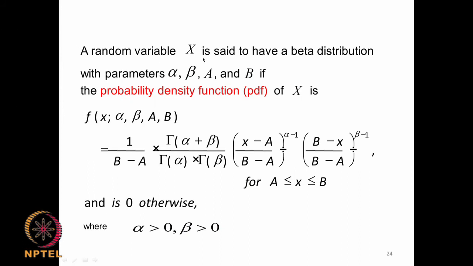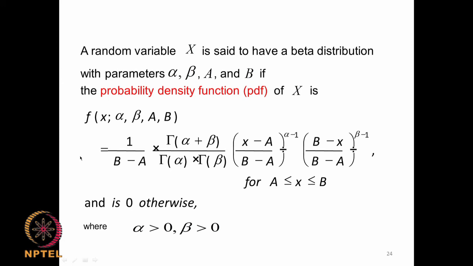a random variable x is said to have a beta distribution with parameters. It has got 4 parameters, alpha, beta, a and b, if the probability density function follows this type of relation. Okay. And x here will be lying between a and b, and alpha and beta are always greater than 0, you understand. So, this is how the relationship will look like.